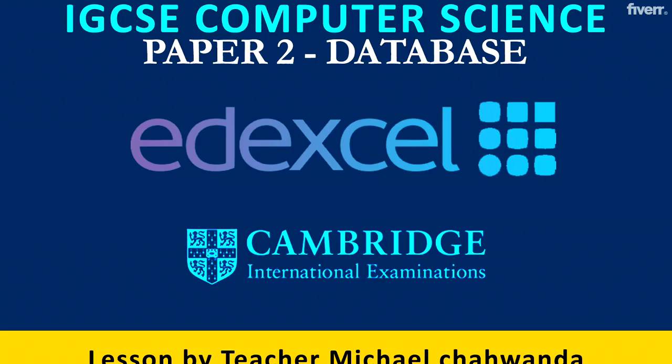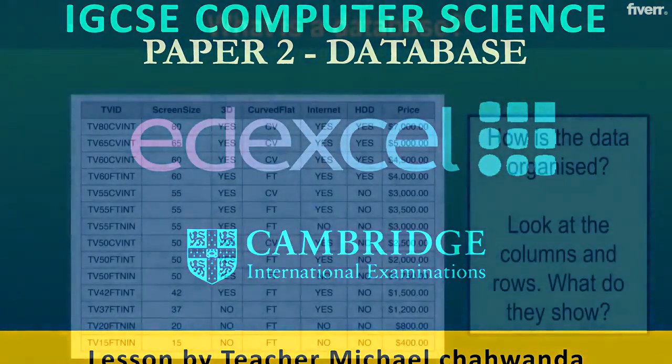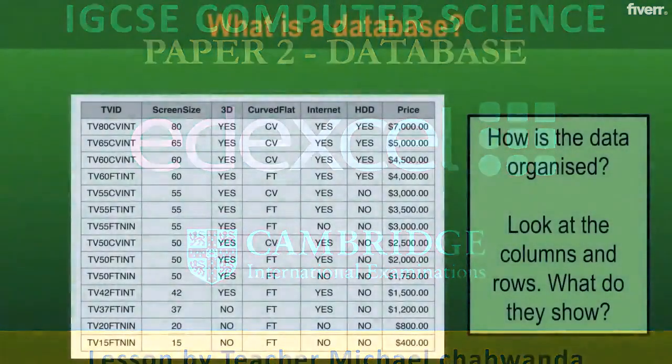So, feel free to skip to the bit that's most relevant to you or watch the whole thing if you have no idea what's going on yet. But the database section is about 10 to 15 marks of any Paper 2 and a pretty easy way to guarantee some quality marks. So, let's get started.